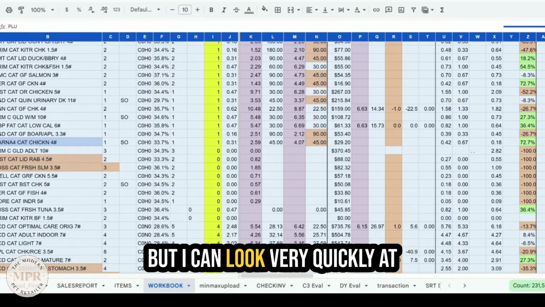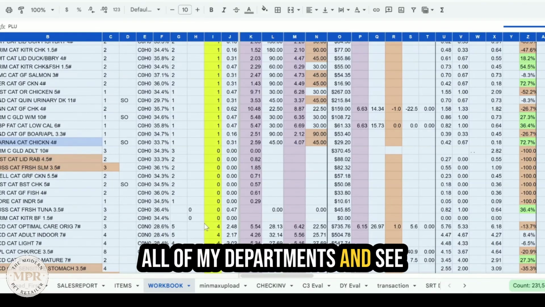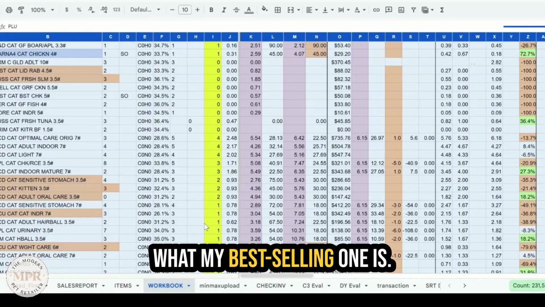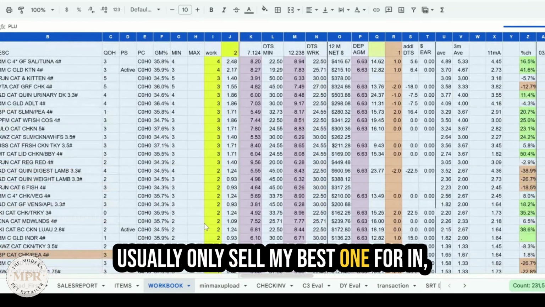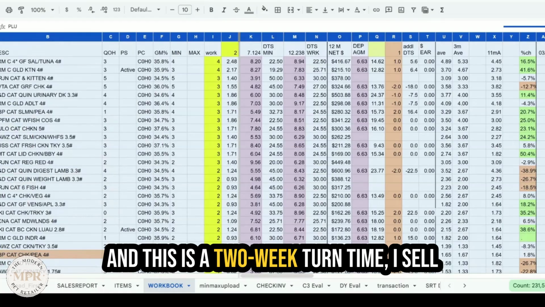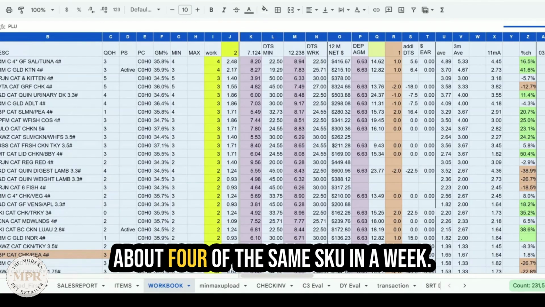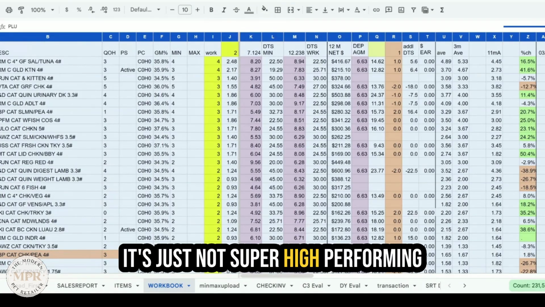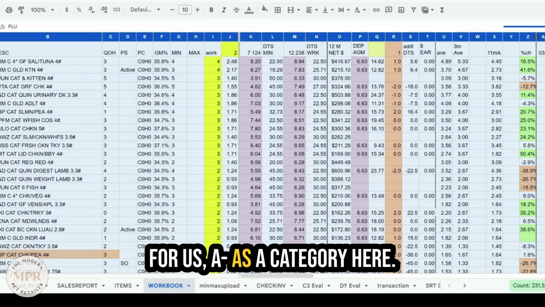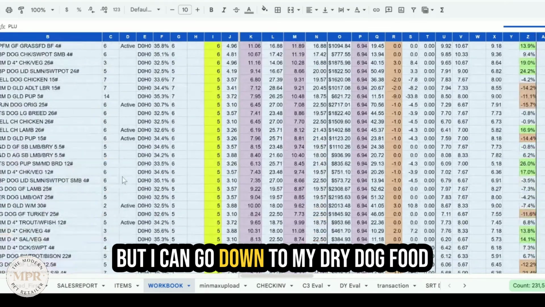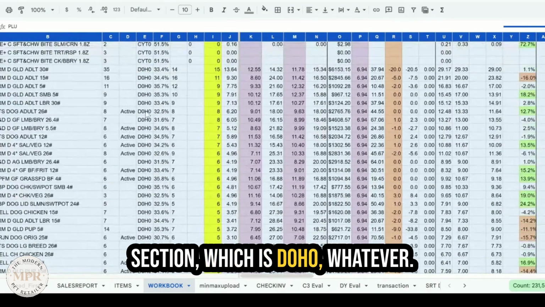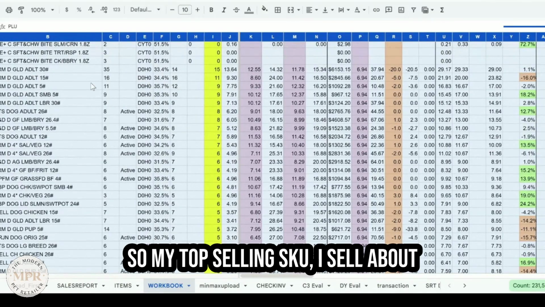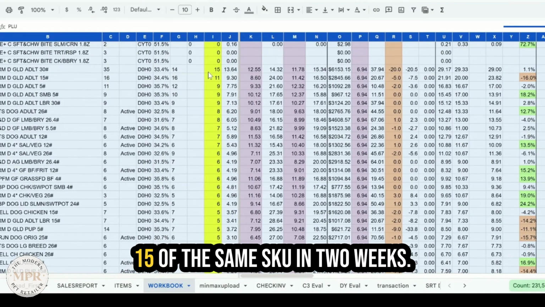But I can look very quickly at all of my departments and see what my best selling one is. So if I bring a new cat dry food in, I usually only sell my best one, and this is a 2-week turn time. I sell about 4 of the same SKU in a week. It's just not super high performing for us as a category here, but I can go down to my dry dog food section. So my top selling SKU, I sell about 15 of the same SKU in 2 weeks.